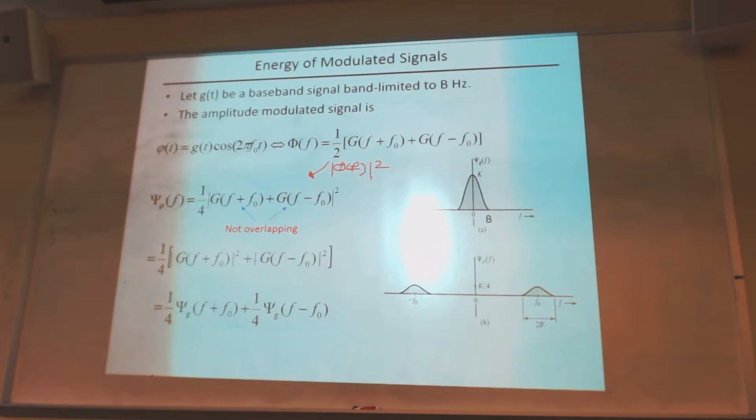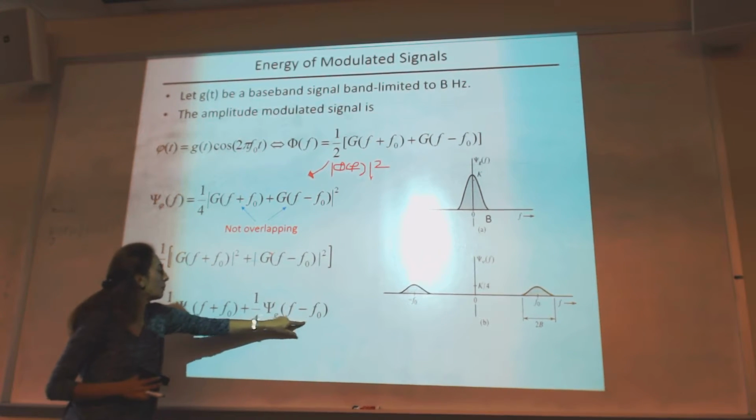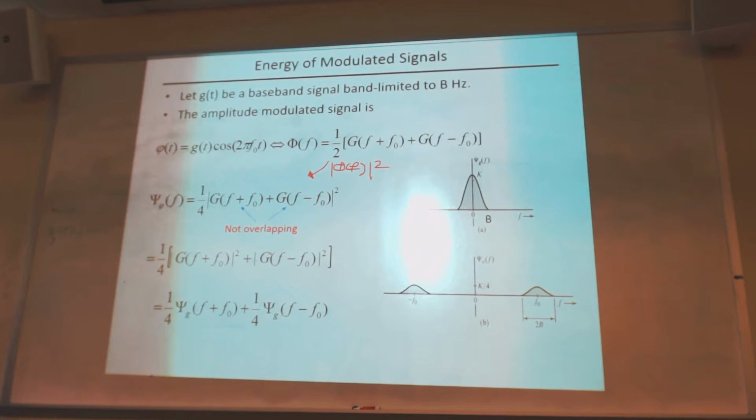So therefore I get 1/4 of the magnitude of G of f plus f naught squared. So this is nothing but just the shift by f naught, and then this one again another shift. Because remember this is the definition: magnitude G of f squared. Now instead of f I have f minus f naught or f plus f naught. So we just change this to f plus f naught. So this is the one result that we got.